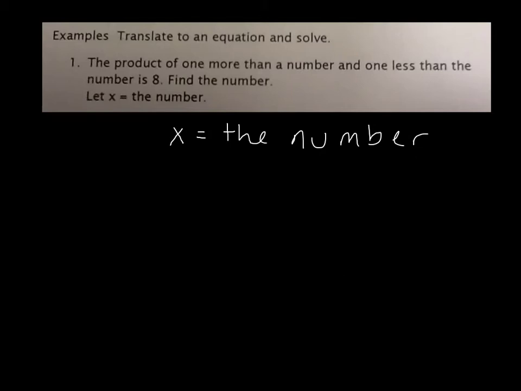Okay, and then first of all it says product, so we know when it says product we're going to be multiplying two things together, or at least two things. So product means multiply, and when we do multiply we usually do it with parentheses, right? Okay, so the product of one more than a number. Well, we said the number's x, and if we do one more than x, we're just going to do x plus 1. Okay, and one less than the number.